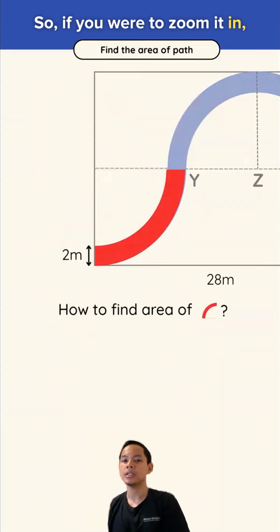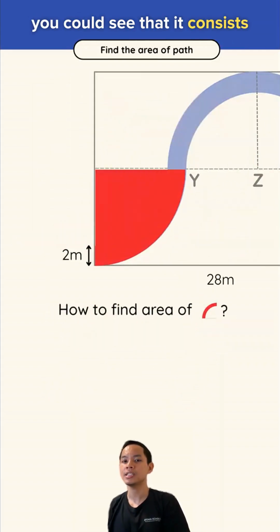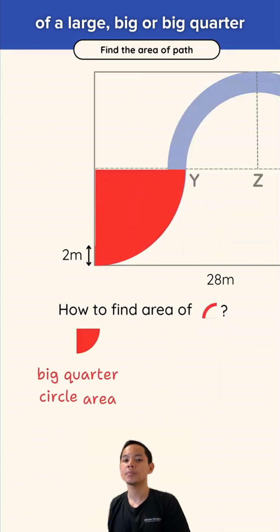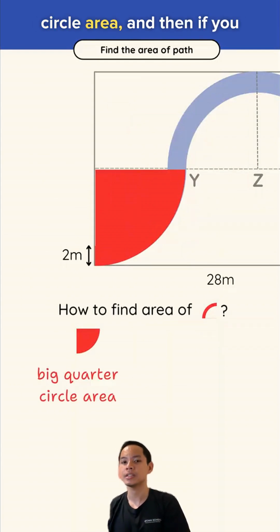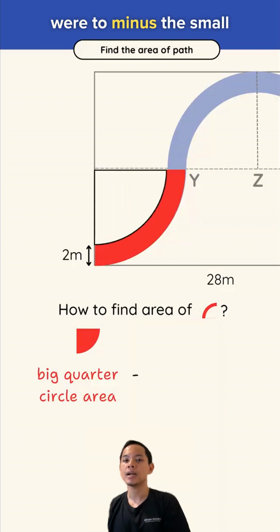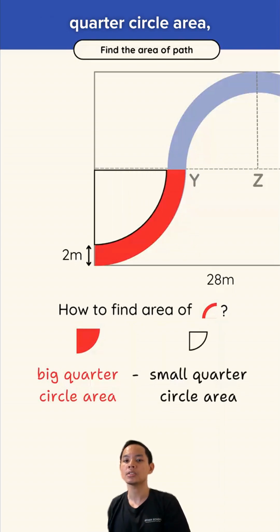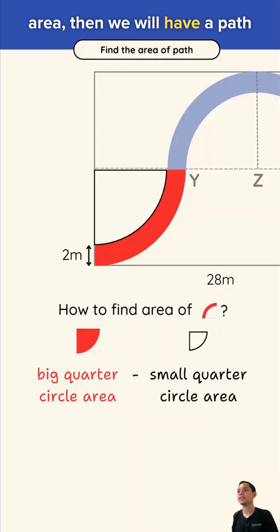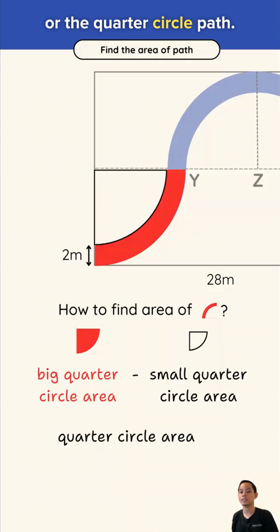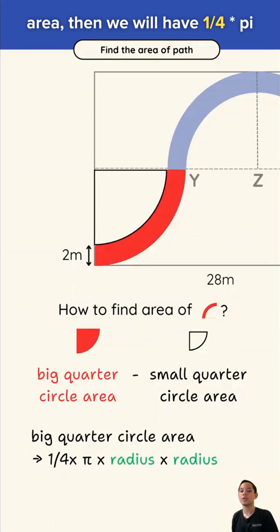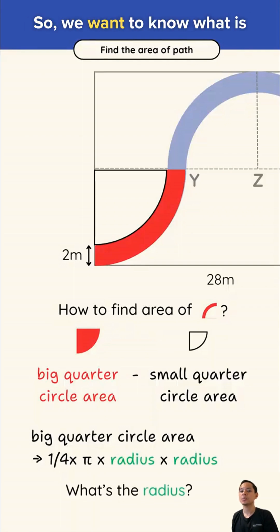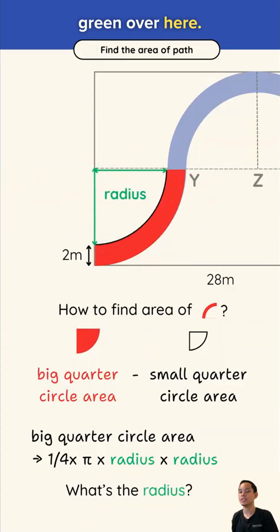If we zoom in, you can see that it consists of a big quarter circle area, and then if we minus the small quarter circle area, we will have the quarter circle path. So if we want to calculate the big quarter circle area, we have 1 quarter times pi times radius times radius. So we want to know the radius highlighted in green over here.